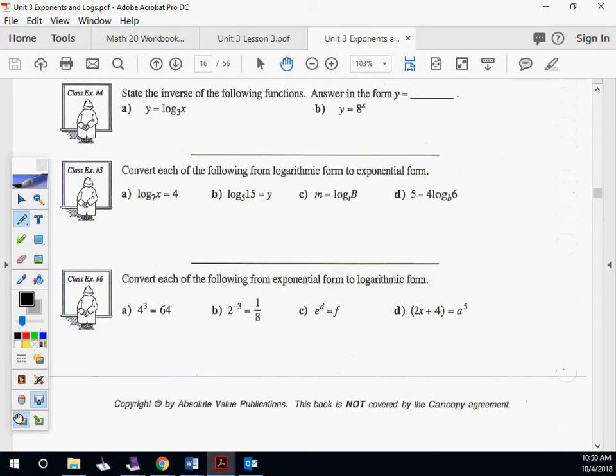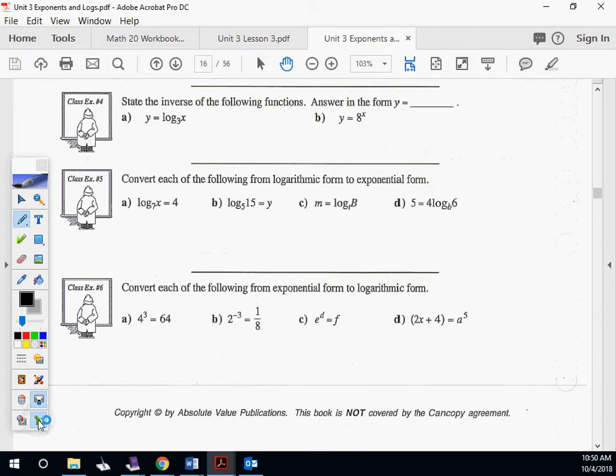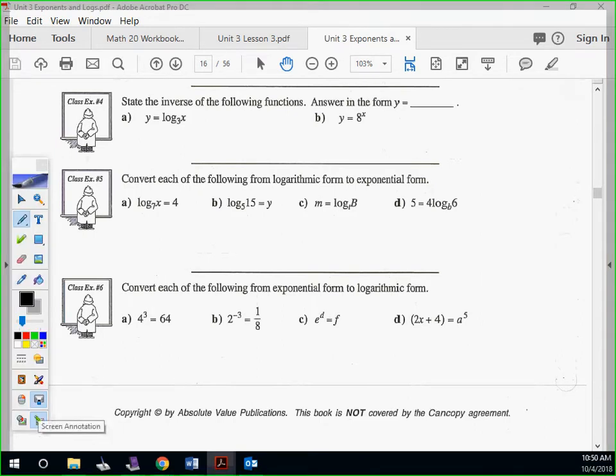Let's go ahead and just get after it. Let's try some examples here. All right, so state the inverse of the following functions. Answer in the form of y equals. So we're going to state the inverse. So for example, I know this is 3^y equals x, right? So the inverse is... So we converted it to exponential and then switched for the inverse.